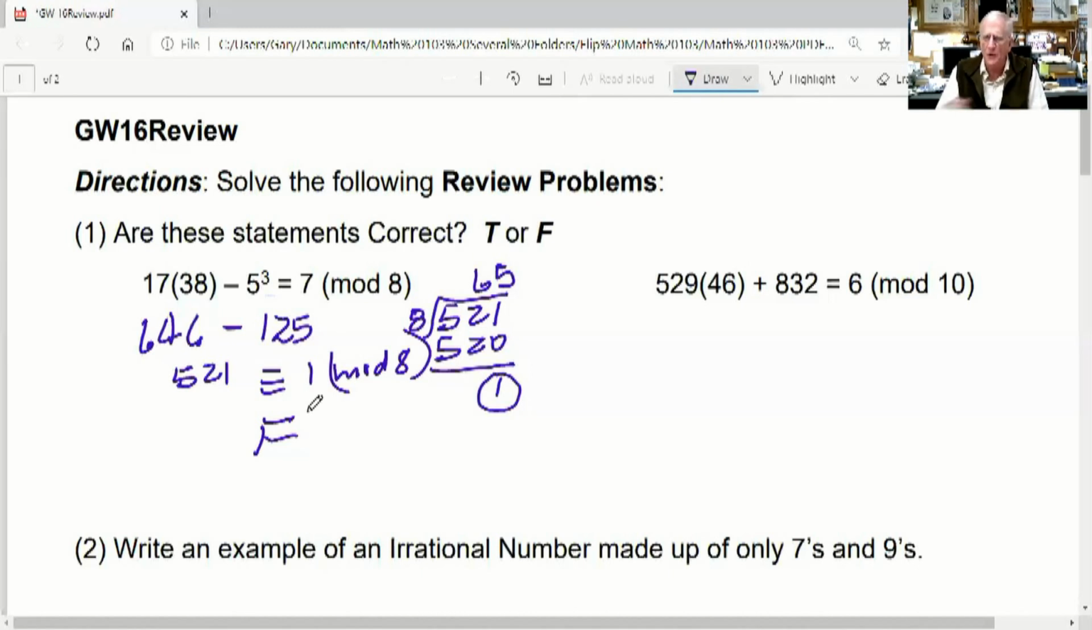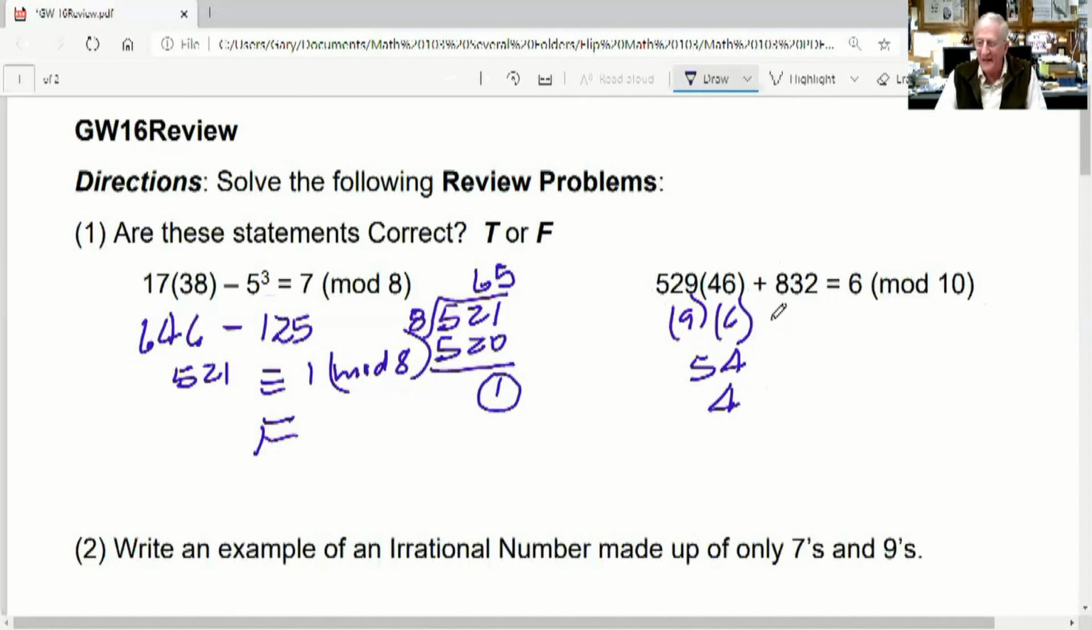All right, let's go to the second example underneath number 1. 529 times 46 plus 832, is that equivalent to 6 mod 10? Oh, wait, this is in mod 10, so it's a very simple problem. 529 I can change right away to mod 10. It's just 9. 46 is just 6. 6 times 9 is 54. So this first part of the problem is just a 4.